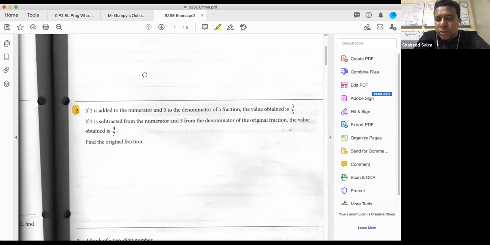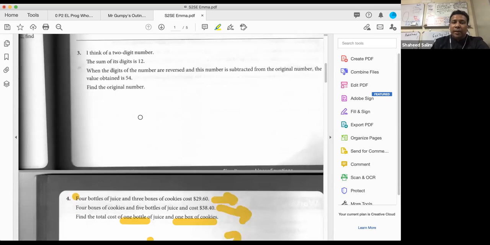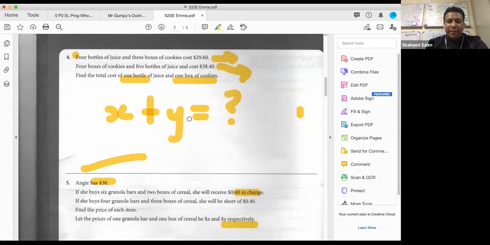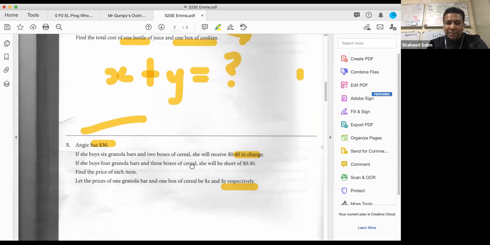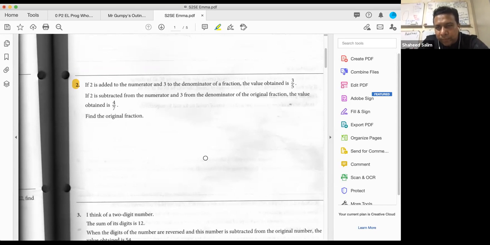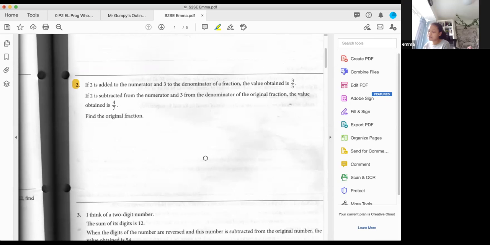Try again. Normally you see it repeated. Let us look. Juice, juice, cookies, cookies, we know. One is X, one is Y. Granola bar, cereal, X and Y. Can you see now? Normally it's like that. So what about here? What words do you see double?